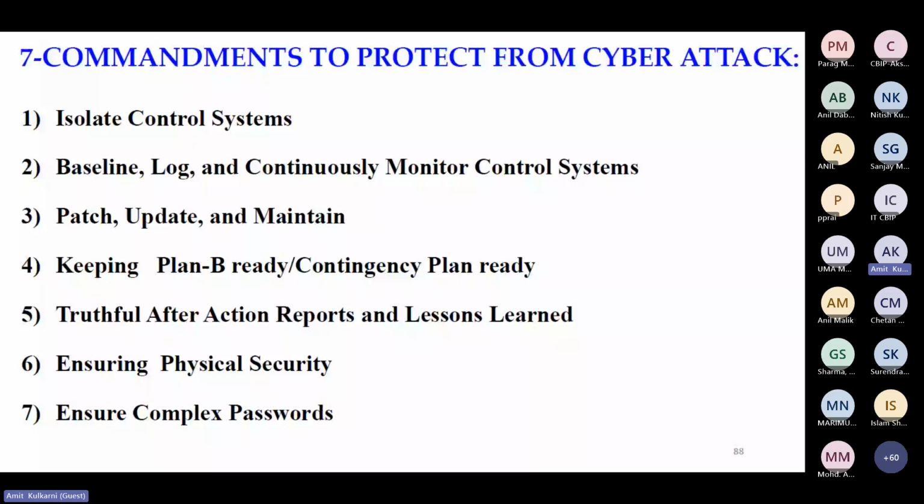Be truthful after any mis-incident happens. Report properly, don't hide anything, and accept the lessons learned, not to repeat it again. Ensure physical security, ensure complex passwords.